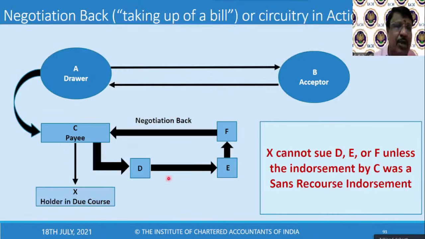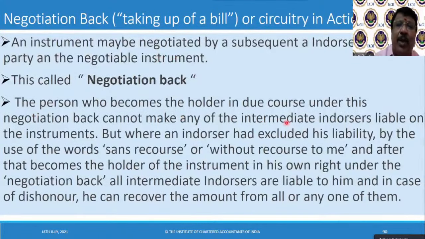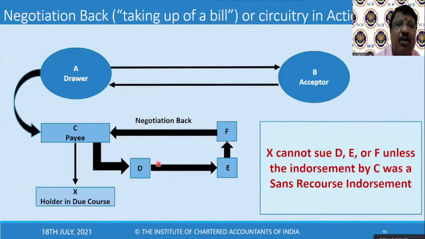Once an instrument has been negotiated back, all the intermediate prior parties to it are excused. A person who becomes the holder in due course under this negotiation back cannot make any of the intermediate endorsers liable. D, E, F are all intermediate endorsers. So X cannot sue D, E, F. Exception: if C does a sans recourse endorsement, see, while endorsing it to X, if C says sans recourse, meaning don't come to me, then what happens? No circuity of action. Why? Because C has made a sans recourse endorsement.